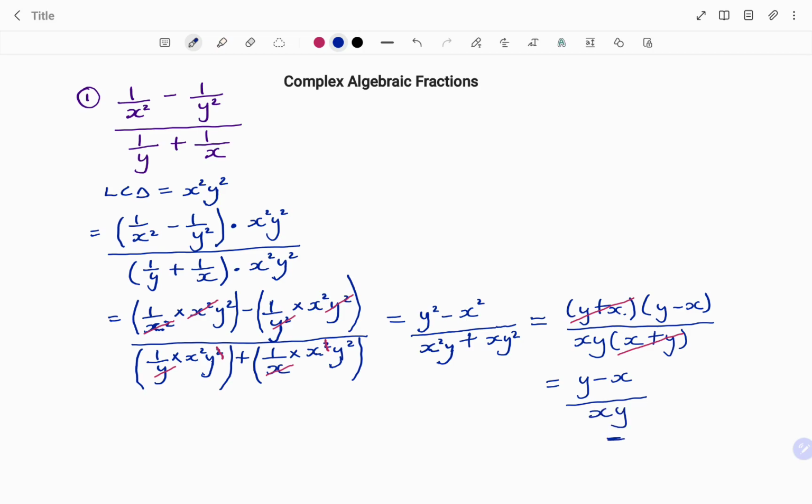So we've been able to simplify 1 over x squared minus 1 over y squared, all divided by 1 over y plus 1 over x. Let's look at the second example. For the second example, we have root b over 1 minus 1 over root b, all divided by root b over 1 plus 1 over root b.